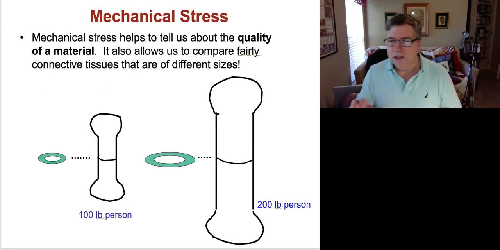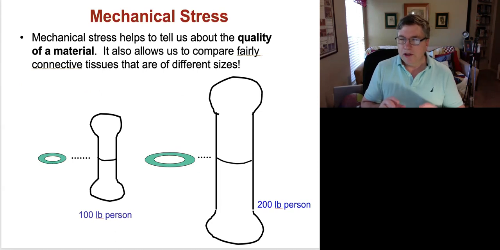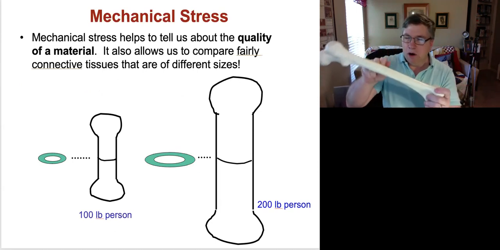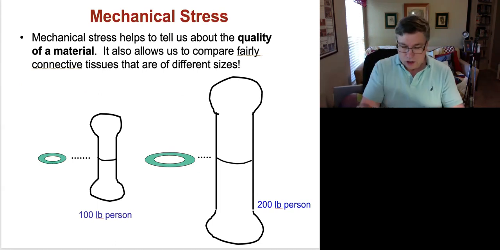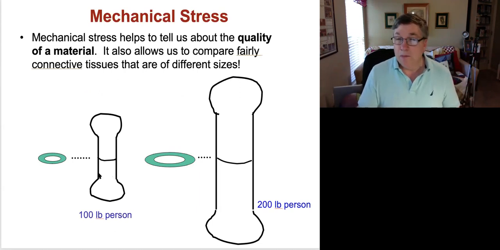So one of the reasons that we focus on mechanical stress and equating the force per cross-sectional area is so that we can talk about the quality of the material, what it's made of, how good is this bone, is it dense enough, is it strong enough. What mechanical stress allows us to do is fairly compare bones from a 100-pound person with a 200-pound person. It's not fair that someone's bigger. You've got to look at the quality of the material.